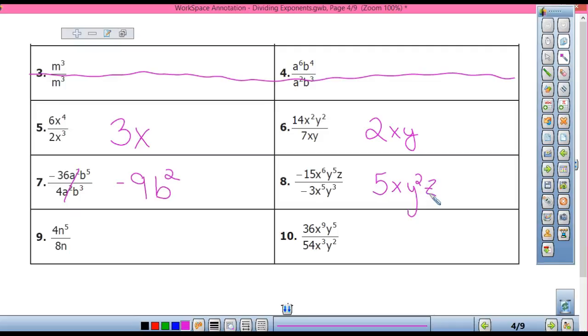Now they're going to throw some coefficients at you that aren't necessarily going to be whole numbers. So we've got 4 over 8. We need to reduce that to 1/2. So it's going to be 1/2 n to the 4.